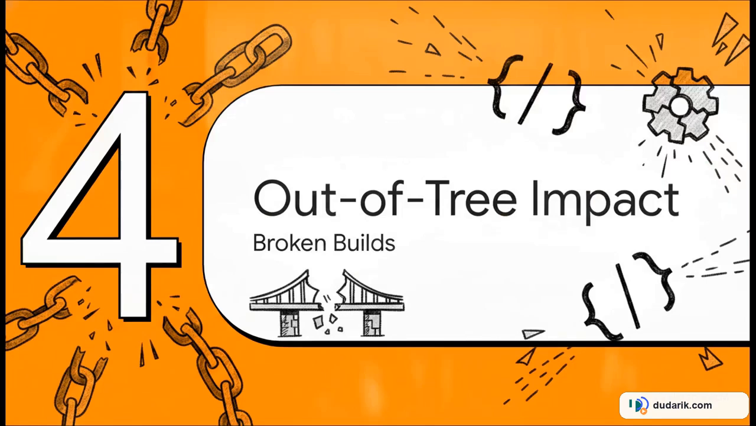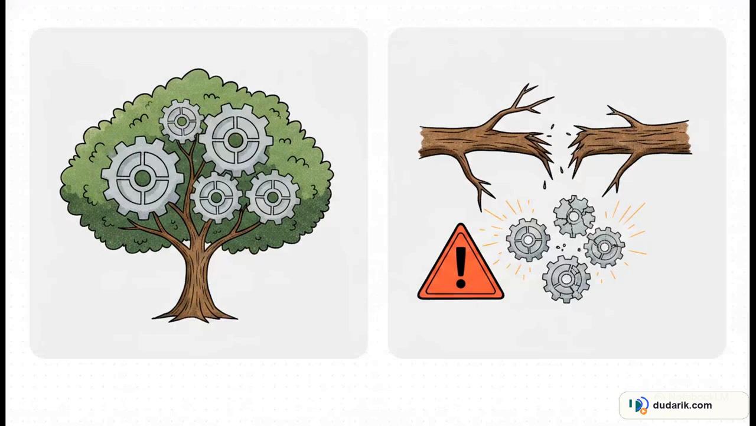Section 4. Out-of-tree code impact. Okay, so who is actually broken by this update right now? There's a pretty stark contrast here. In-tree code, meaning the core kernel itself, is perfectly safe, fully migrated, and compiles cleanly. It's already using all the modern alternatives. But on the flip side, out-of-tree code is in some serious trouble.